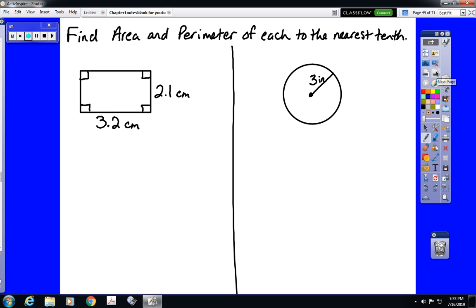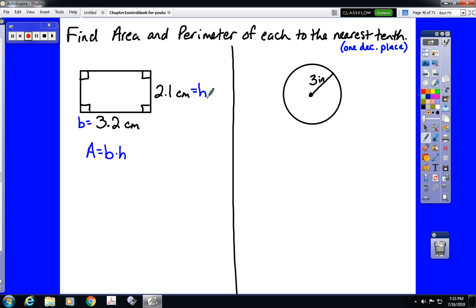So the first shape we're asked to find the area and perimeter of, to the nearest tenth, that is 1 decimal place, is a rectangle. So we would start with the area. Area is base times height, and the base and the height have to be perpendicular. Well, it's a rectangle, so that should be a relatively simple thing to figure out.